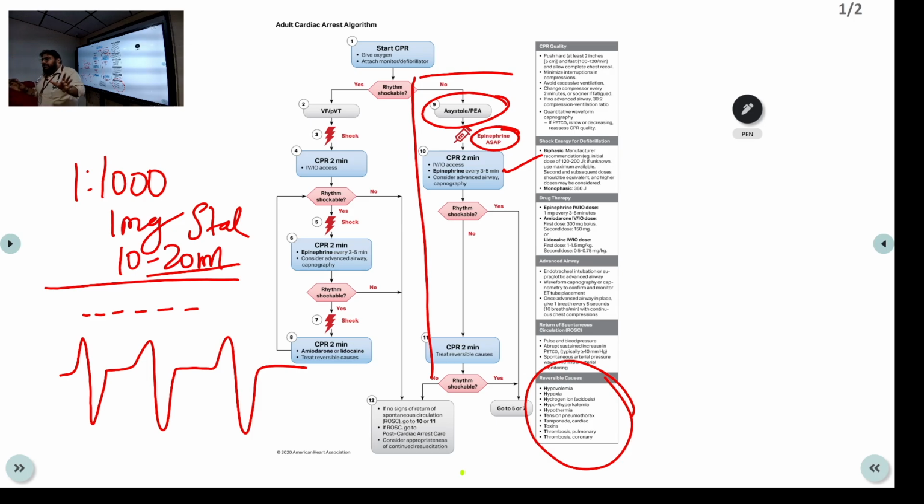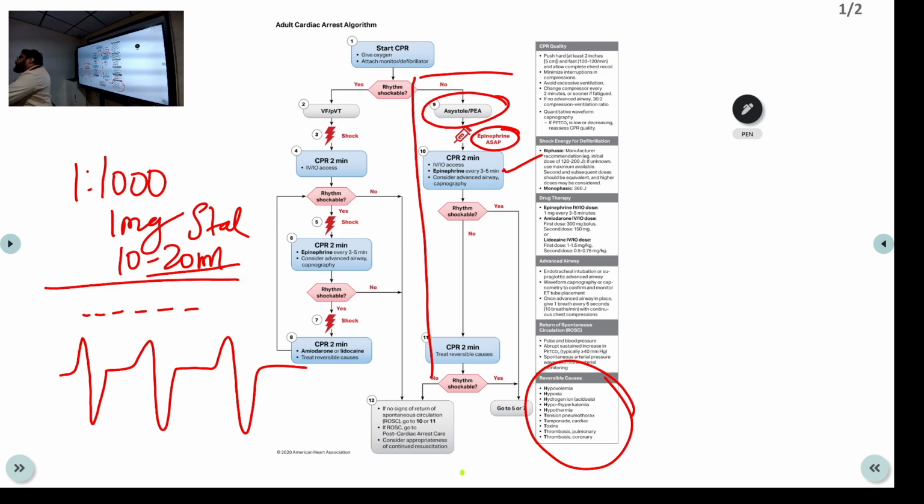We have a patient who had collapsed. We have called for help. You have started high quality CPR and meanwhile a defibrillator has come. You have connected and seen whether it's a shockable or a non-shockable rhythm. If it is a non-shockable rhythm, what do you have to do? You have to give epinephrine as early as possible. So get an IV access or an IO access, or if not possible, you can think of giving it through the endotracheal tube also.